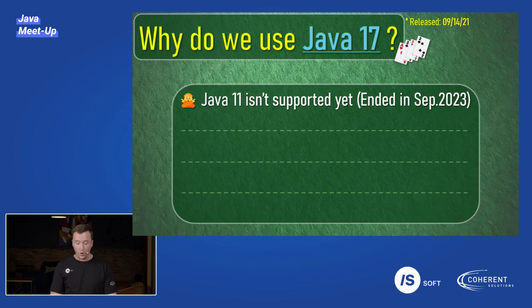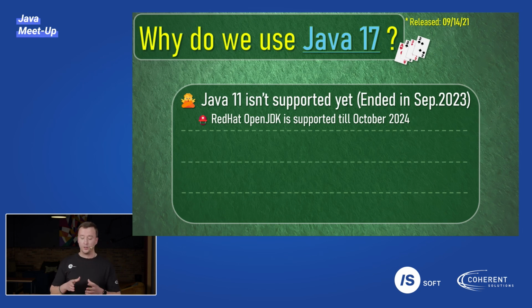Okay, why do we use Java 17 for now? Because Java 11 isn't supported yet. The period when it was supported ended in September 2023. Again, you can tell me, hey Nick, what about other vendors? Because this date is relevant for Oracle. Yes, sure. For Red Hat, for example, the OpenJDK bundle provided by Red Hat is supported till October, but anyway, this year, that's important.